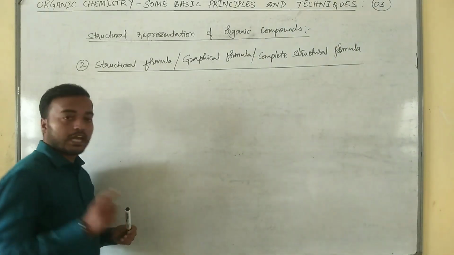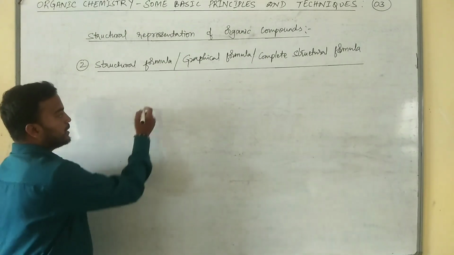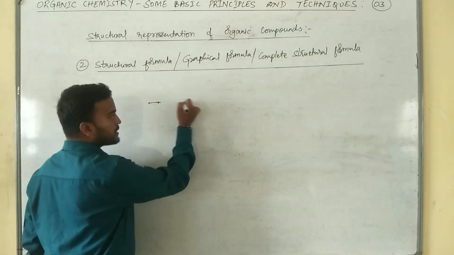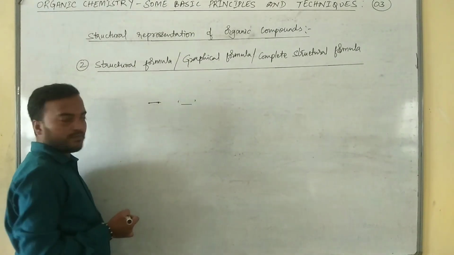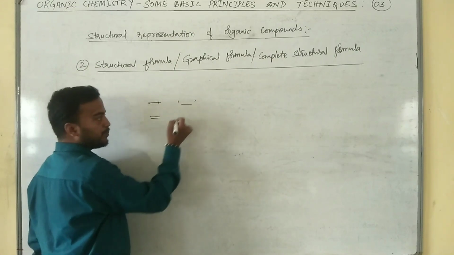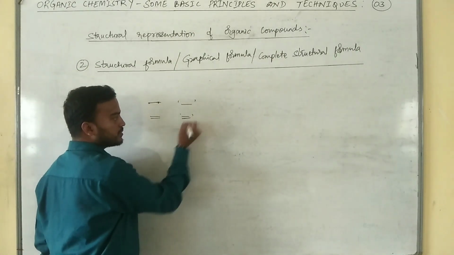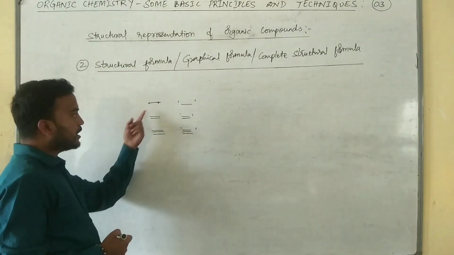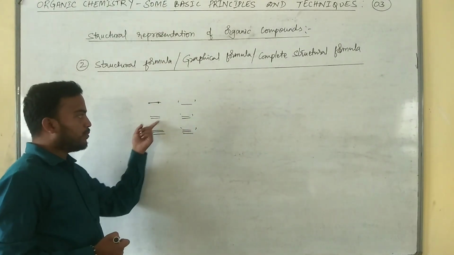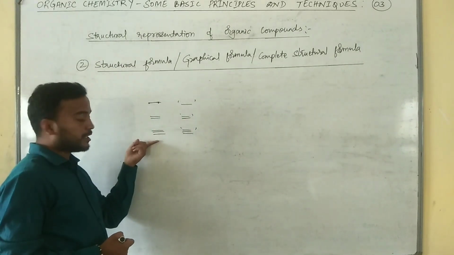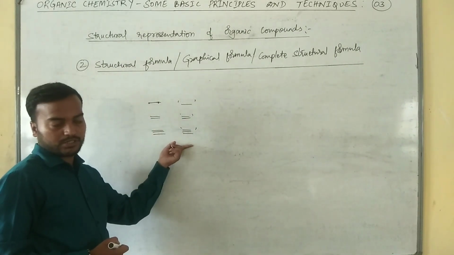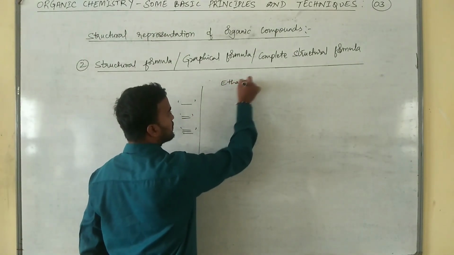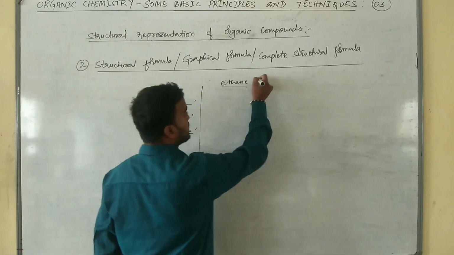Those structures can be further simplified if each pair of electrons making a covalent bond is represented by a single dash. A double bond will be represented by a double dash, and a triple bond by a triple dash. I will take ethane as an example. The formula of ethane is C2H6.